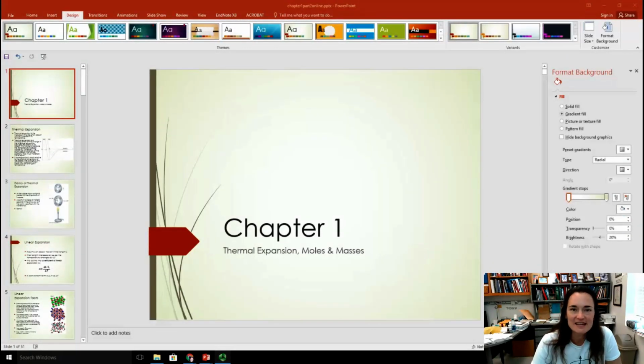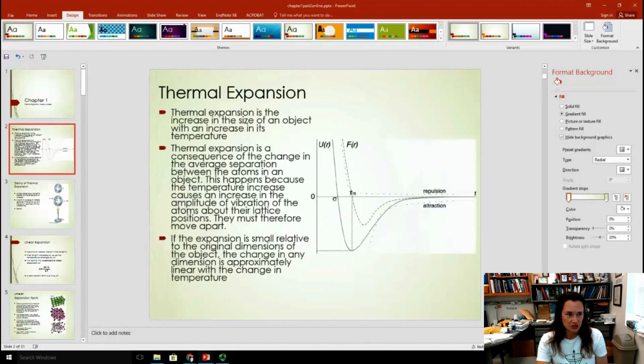Hi everybody. Today I want to continue our study of Chapter 1 in Schroeder and discuss thermal expansion and then how to convert between moles and mass. So first let's talk about thermal expansion. Thermal expansion is defined as the increase in the size of an object caused by an increase in the temperature.